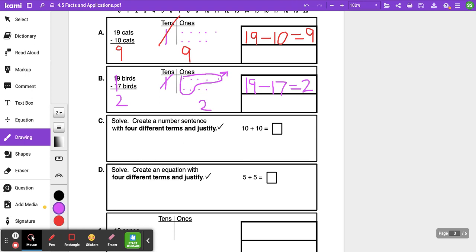All right, we're using right now for letter C, bigger numbers. We have 10 plus 10, and we're going to write it in different ways. What is 10 plus 10? 2 tens is 20. I want you to take a moment and tell the person next to you, what's a way that you could make 20? Tell the person next to you.